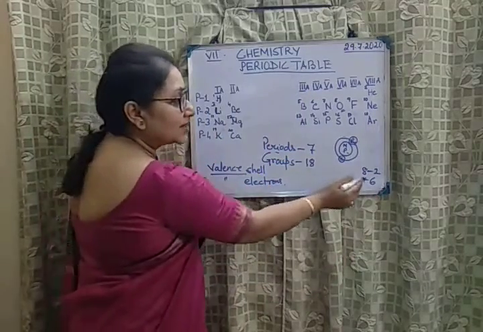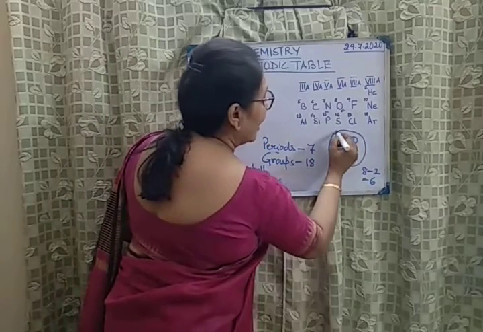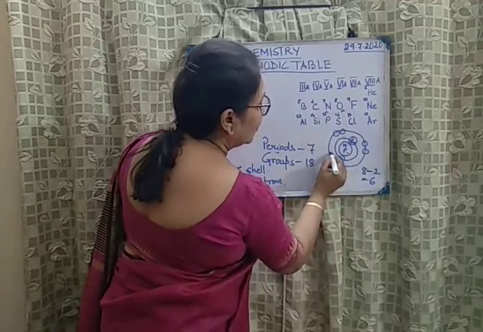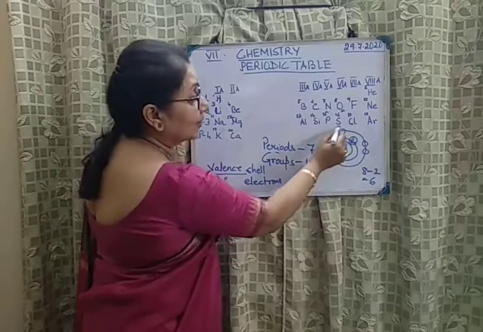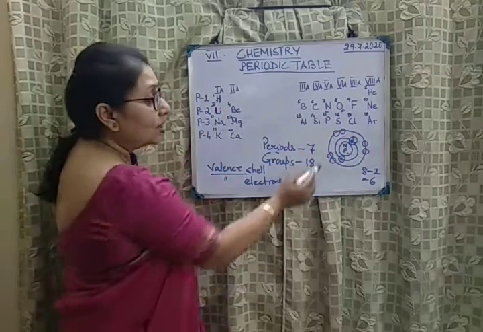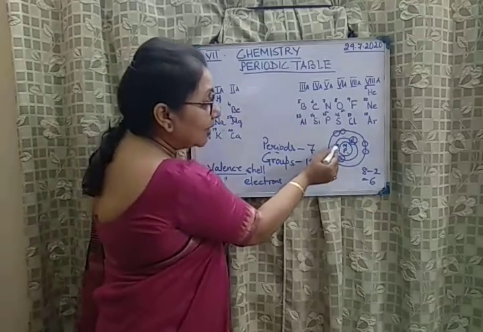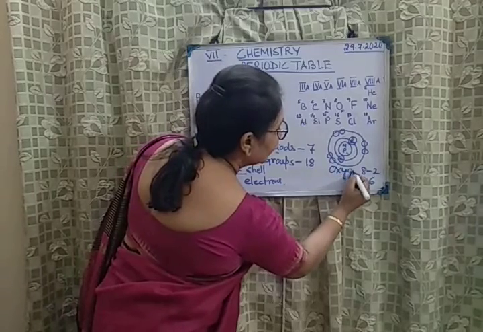To accommodate these 6 electrons, I will draw the second shell and place them 1, 2, 3, 4, 5 and 6. So 2 in the first shell and 6 more on the second shell. So we are getting the total of 8.